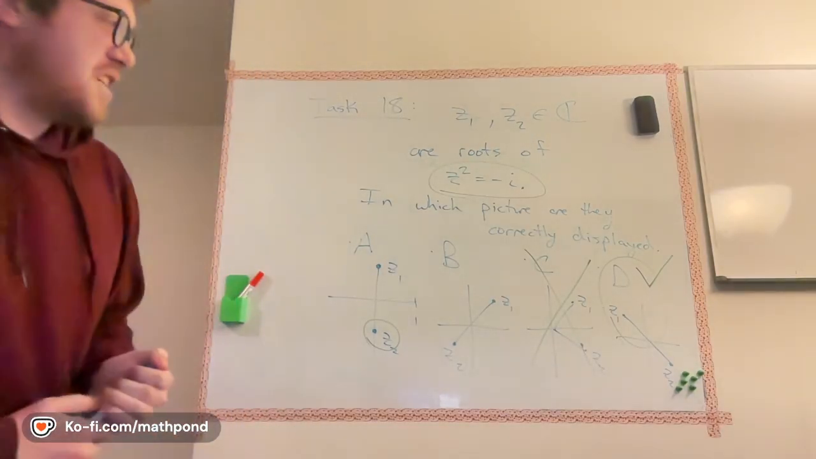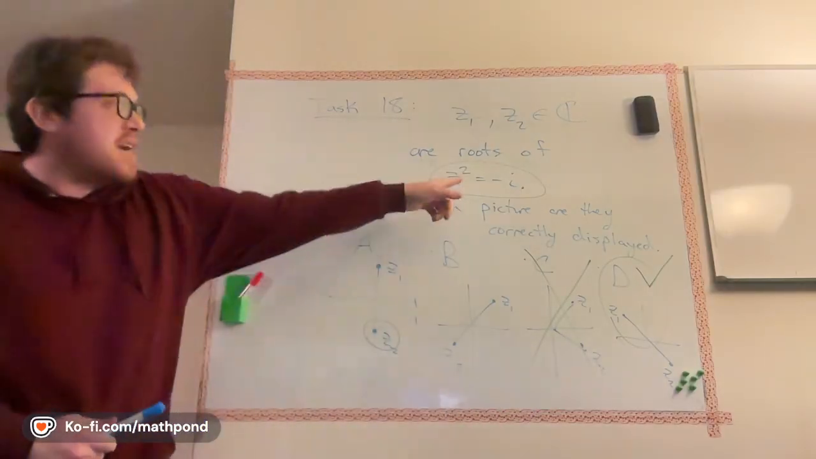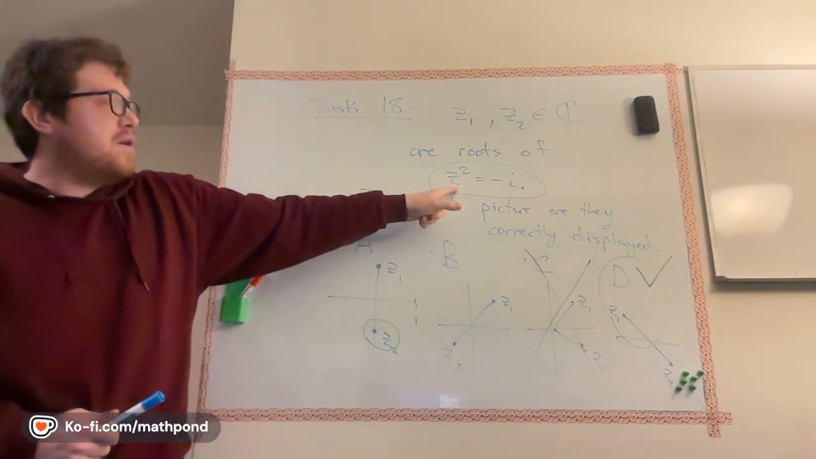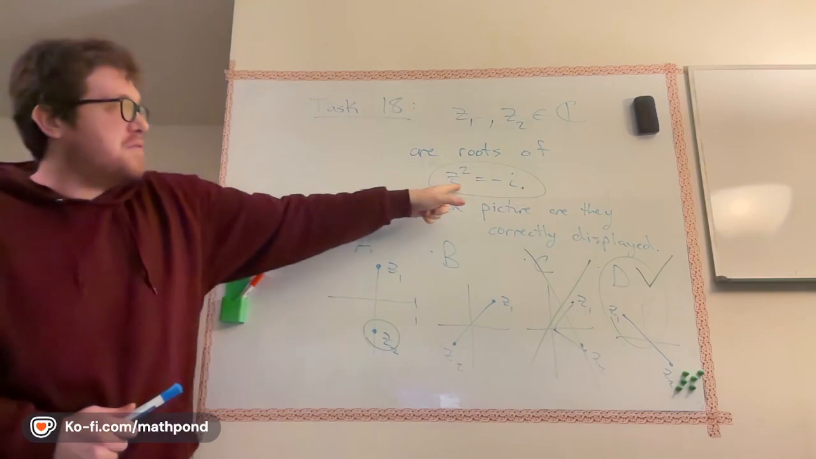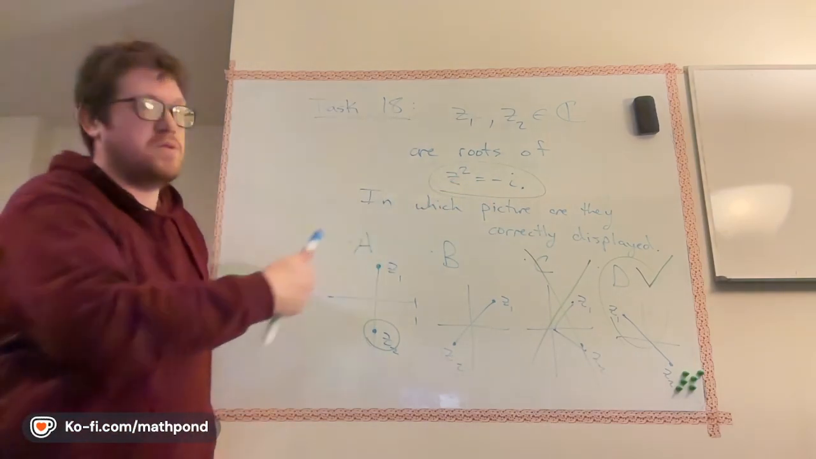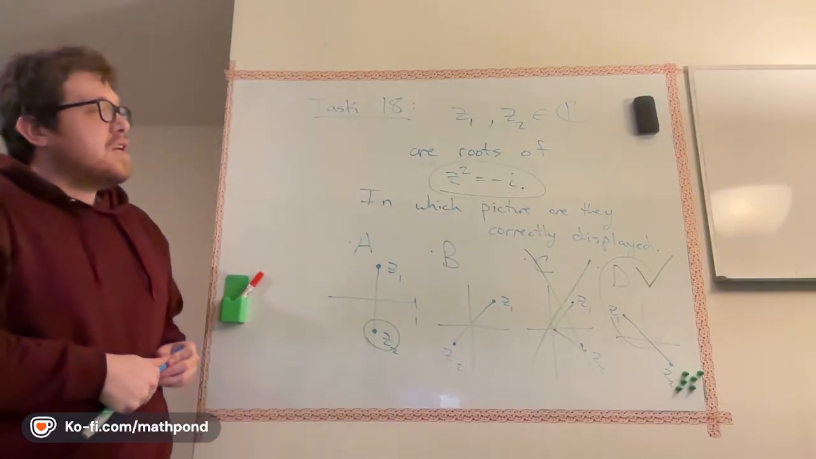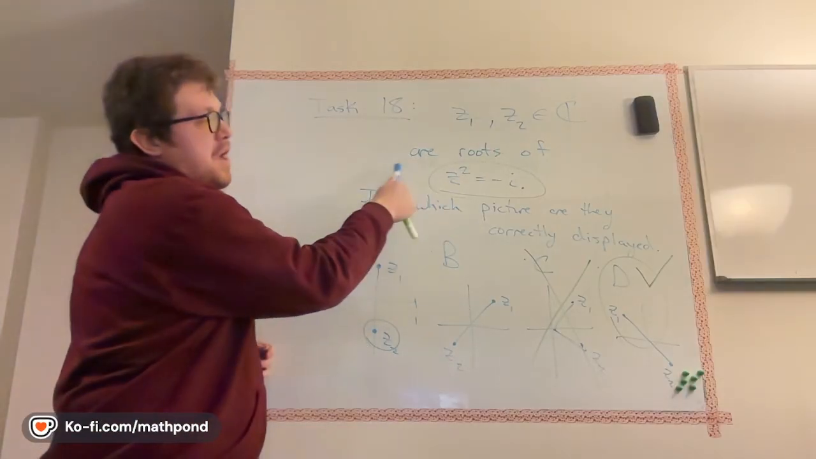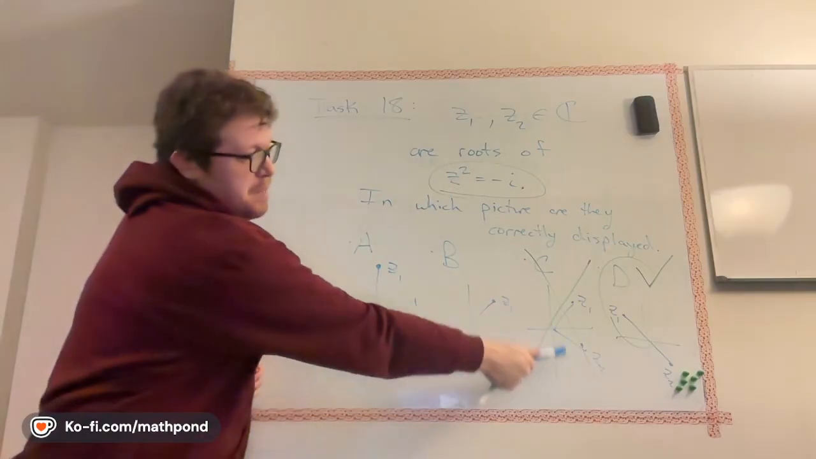Yeah, C is conjugates, so we know C doesn't work. They need to be negatives of each other, because if we have one solution of this, then the negative is also a solution, since squaring kind of kills the negative. Negative 1 times negative 1 is just 1. So if we know what one root is, then we know the other root is the negative of the other one. So we know they can't be conjugates.